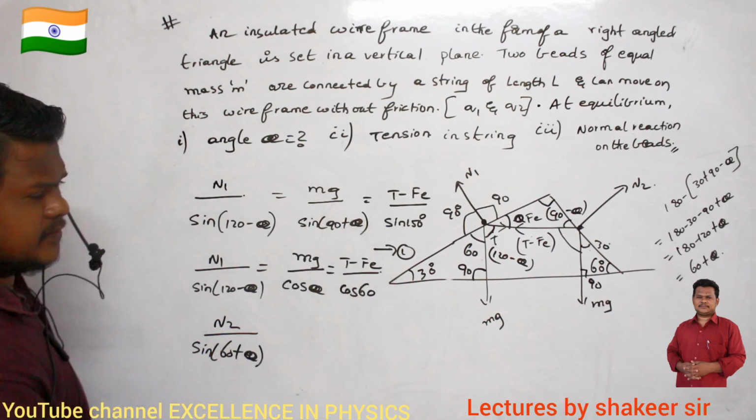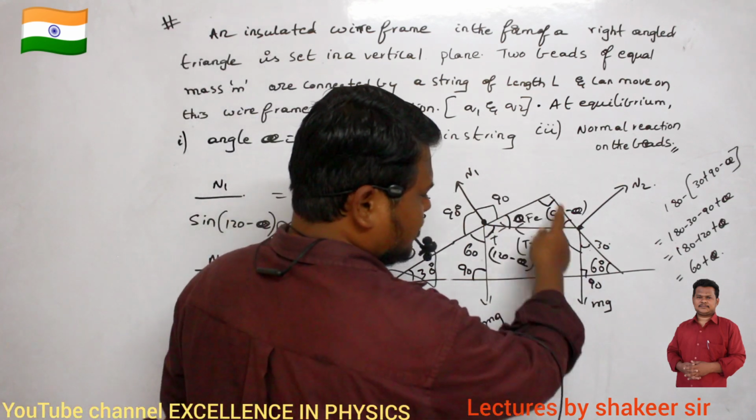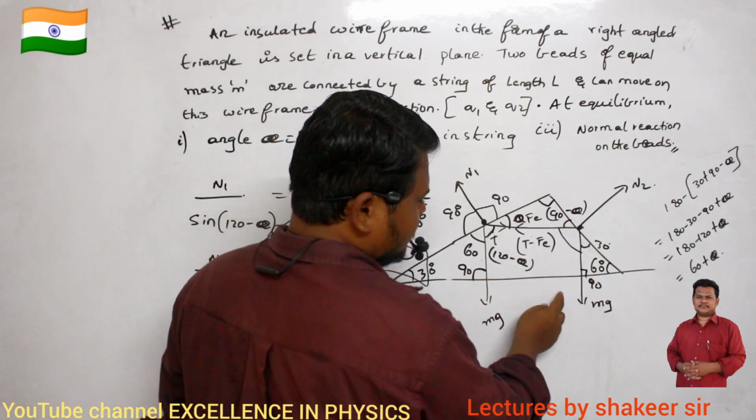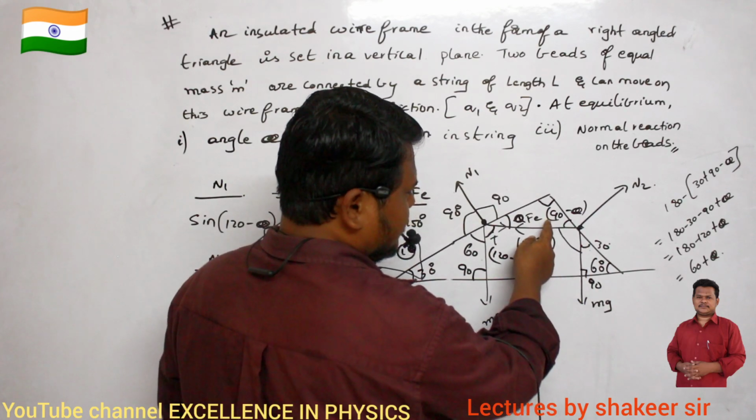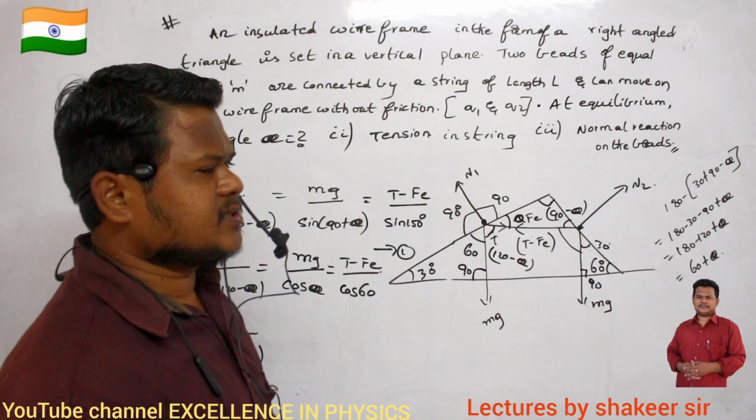Any doubt in that one? So the total angle is equal to 180 degrees. From 180 degrees, we are removing this 30 degrees and 90 minus alpha. So 30 plus 90 minus alpha will be 60 plus alpha.